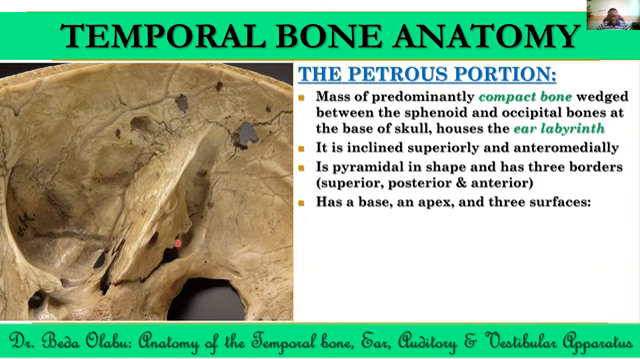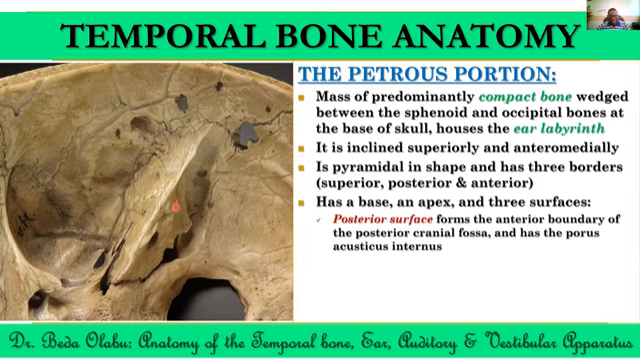And there are three surfaces. We have the posterior surface here. The posterior surface forms the anterior wall of the posterior cranial fossa. But it also contains this one, the opening of the internal auditory canal inside. We call that the porus acousticus interna. It's just the opening of the internal auditory meatus. The internal opening of the internal auditory meatus is known as porus acousticus. You can call it porus acousticus internus.